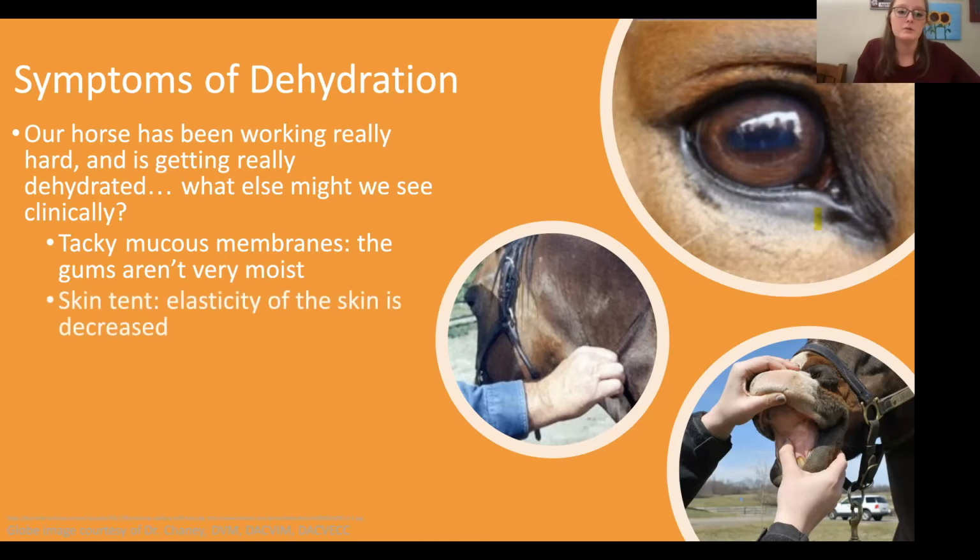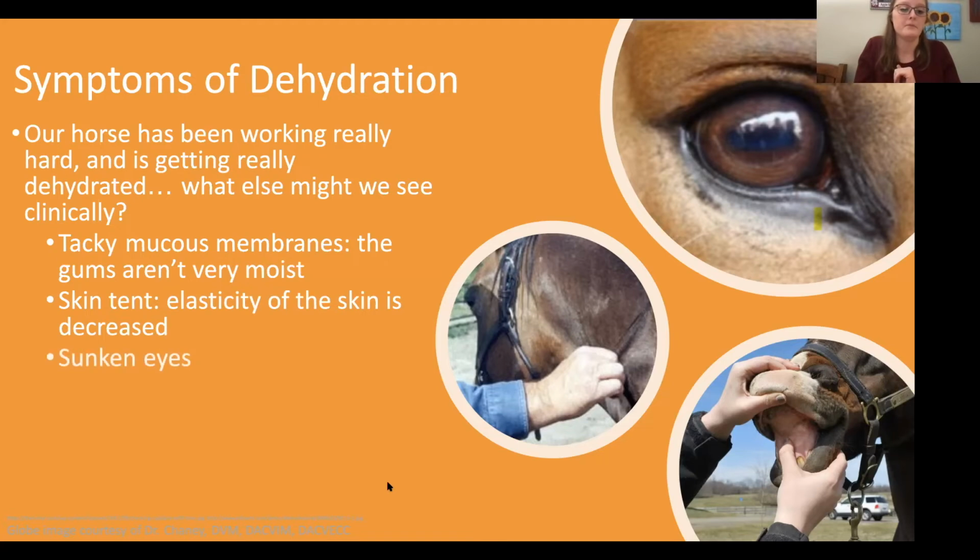We can also do what we call a skin tent. That's what this doctor's doing here. They just gently grab a little bit of the skin of the horse or the dog or the cat, and then they let it go. In a normal patient, it should go right back to its normal position. But when the skin is dehydrated because the body has lost too much water, it'll actually be pretty rigid, and it will take a lot longer to resume its normal position. You may have seen a veterinarian do that to your own pet before, just to check how hydrated they are.